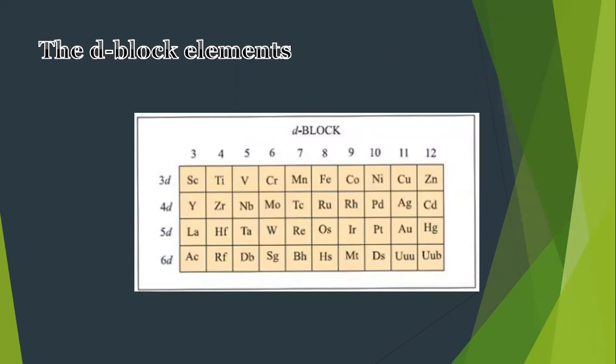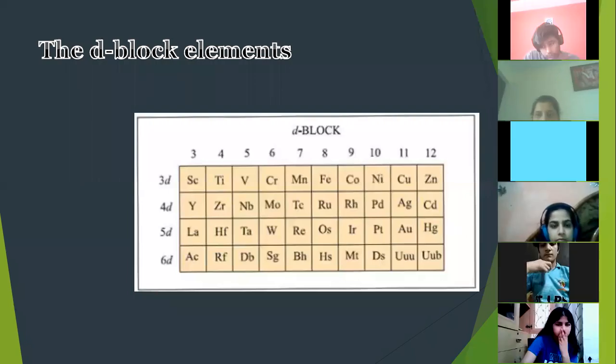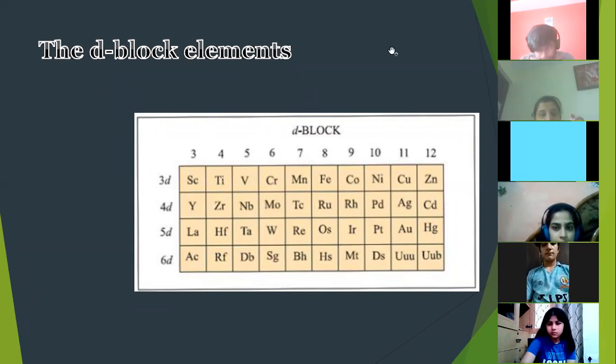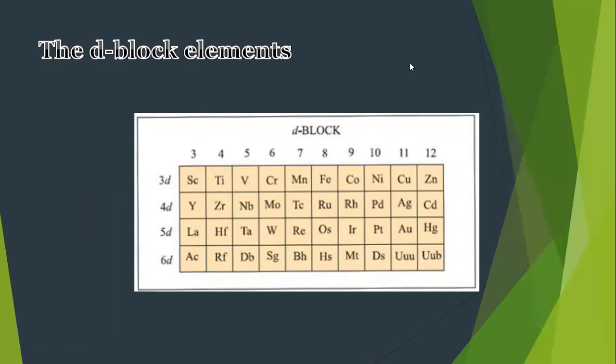Now d block elements. D block elements are those present in the middle of the periodic table, between the S block and P block. These contain mainly metals. The main characteristic of this block is that these elements are used as catalysts.